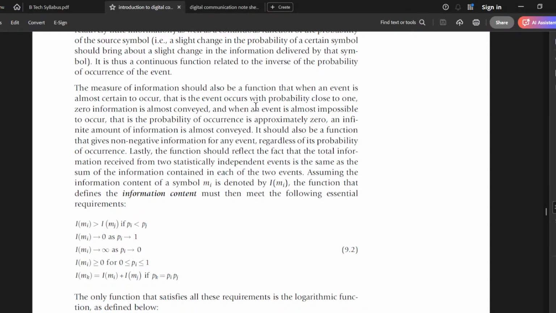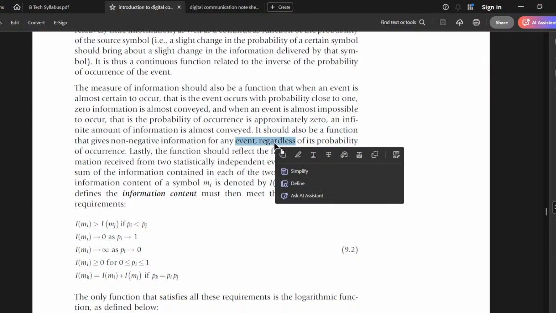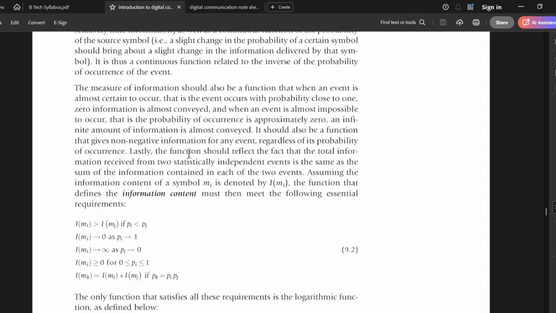The measure of information should also be a function such that when an event is almost certain to occur, that is, the event occurs with probability close to 1, almost zero information is conveyed, and when an event is almost impossible to occur, that is, the probability of occurrence is approximately 0, an infinite amount of information is conveyed. It should also be a function that gives non-negative information for any event, regardless of its probability. Lastly, the function should reflect the fact.